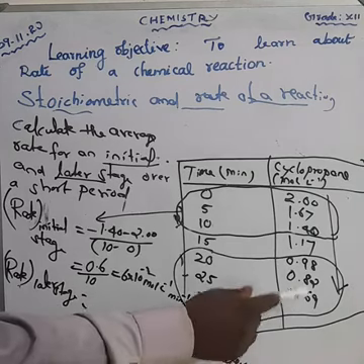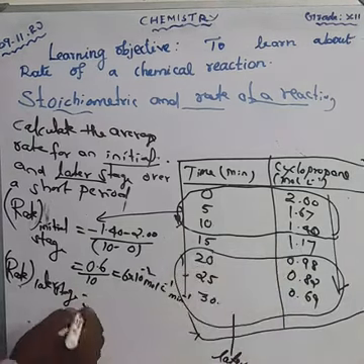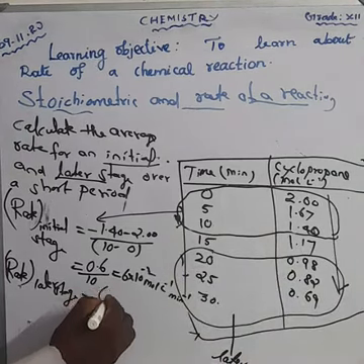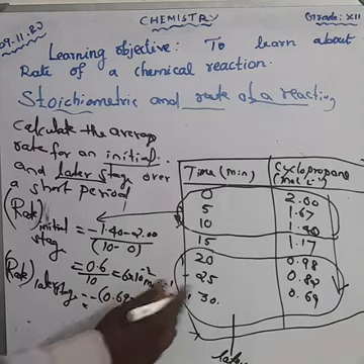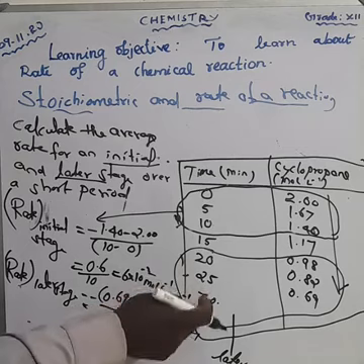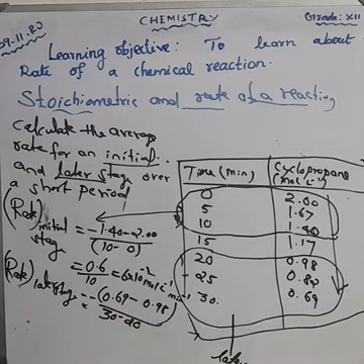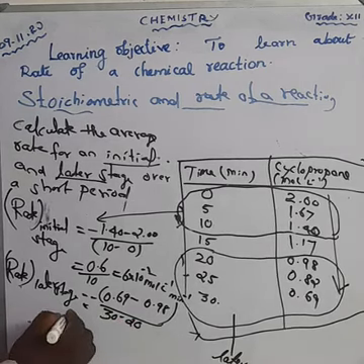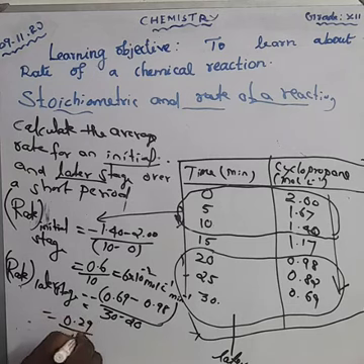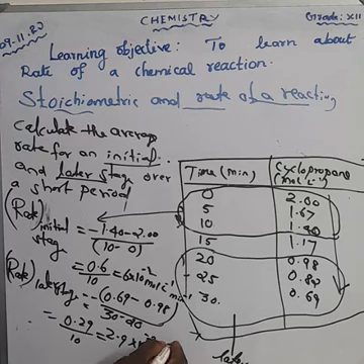We take these two values. What are these two values? 0.69 and 0.98. So 0.69 minus 0.98, divided by 30 minus 20. So what is the answer? It is approximately 0.29 divided by 10. We can write that as 2.9 into 10 raised to minus 2 mole liter inverse minute inverse.